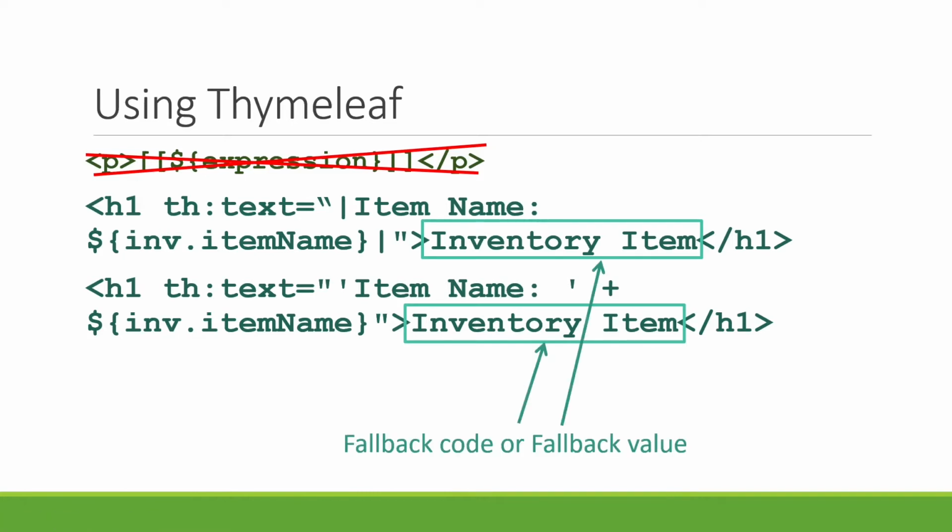Now, if for some reason the Thymeleaf code is not parsed, for example, if there's an error on the server, or if someone loads the page directly as a file, then the h1 element will contain the text inventory item instead, whatever is between the opening and closing tags. So the text inside the h1 element's opening and closing tags is ignored if Thymeleaf is processed. But this is useful as a fallback in case the Thymeleaf can't be interpreted. So it's always good to include something as fallback in between the opening and closing tags.